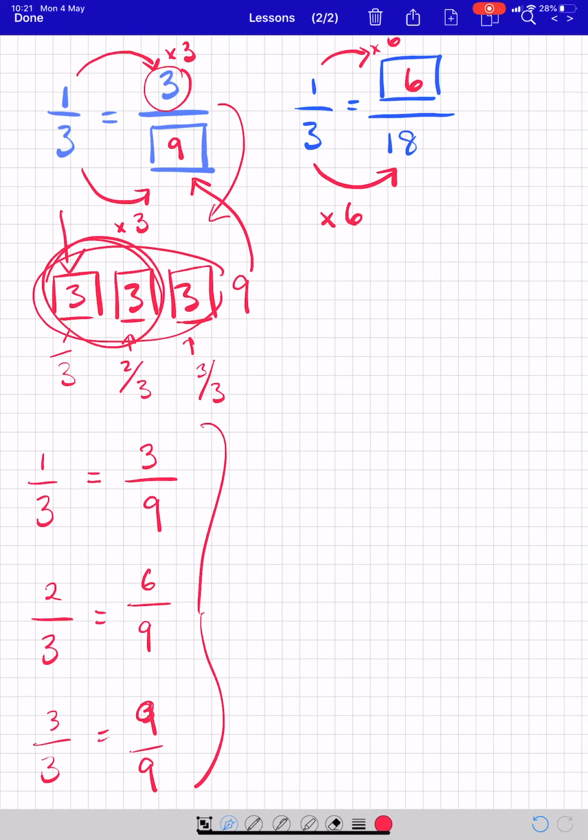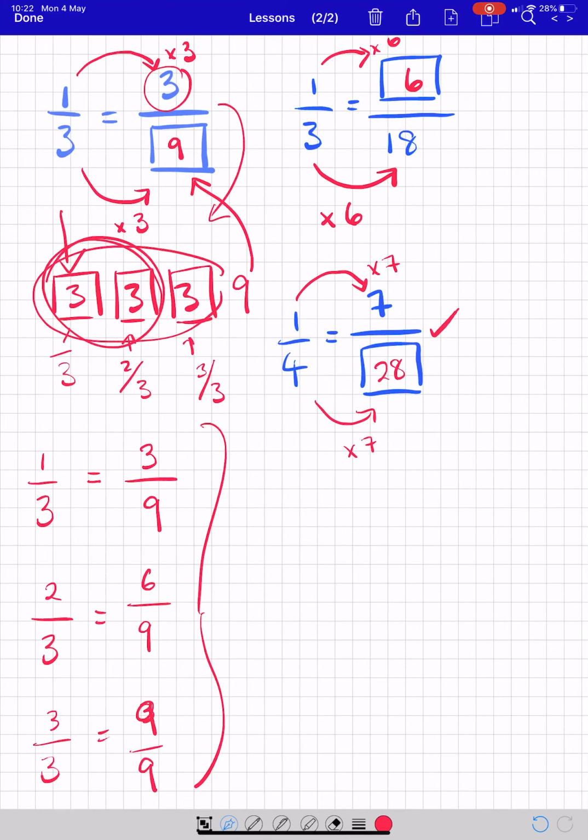All right, so let's try a quarter. So a quarter, we need something on the bottom. I'm just going to go with 7 on there. And you need to decide, well, 1 times 7 is 7, so 4 times 7 is 28. So your answer is 7/28.